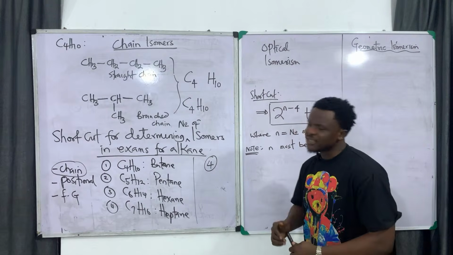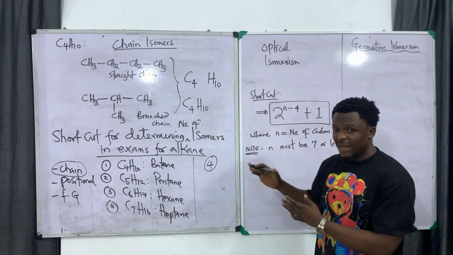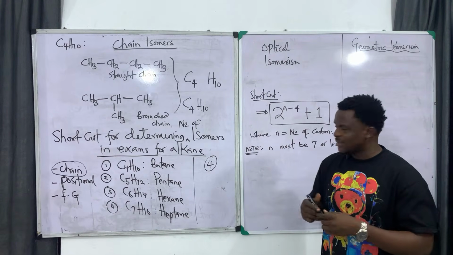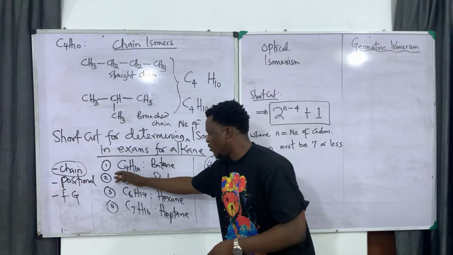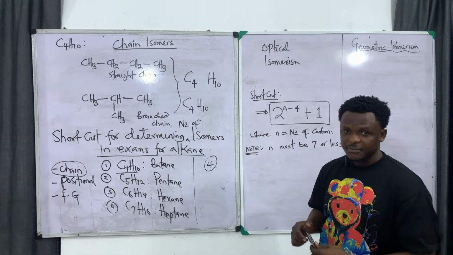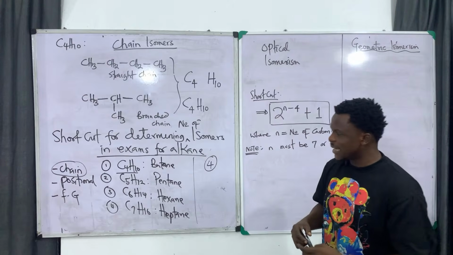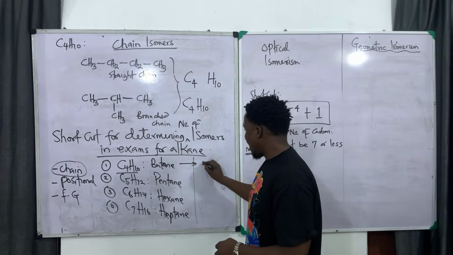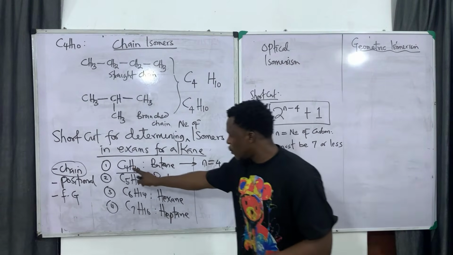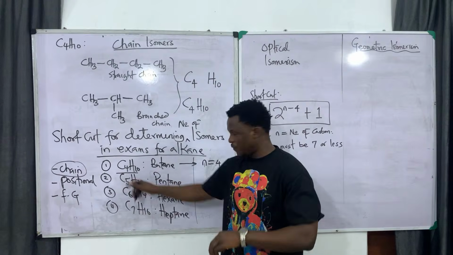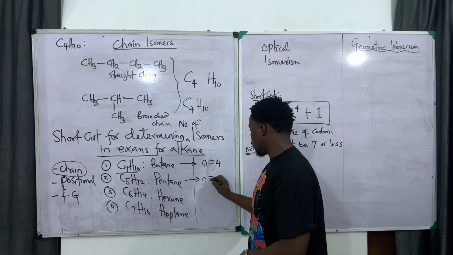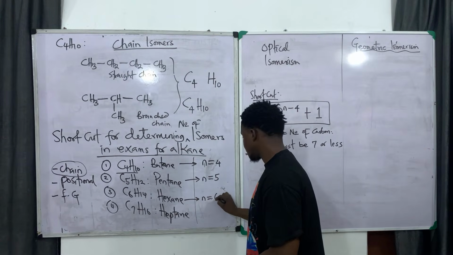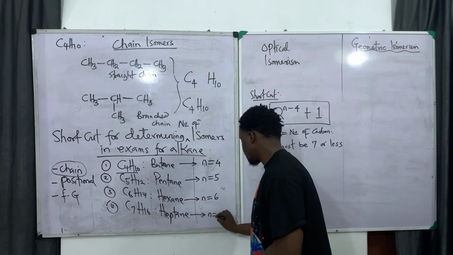Now, in exams, if you're asked, we're going to look at past questions now, how many chain isomers, or how many isomers are present in C4H10? How many isomers are present in C4H10? Now, in this one, our N equals 4. N is the number of carbons. Number of carbons is equal to 4. Here, N equals 5. Here, N equals 6. Here, N equals 7.